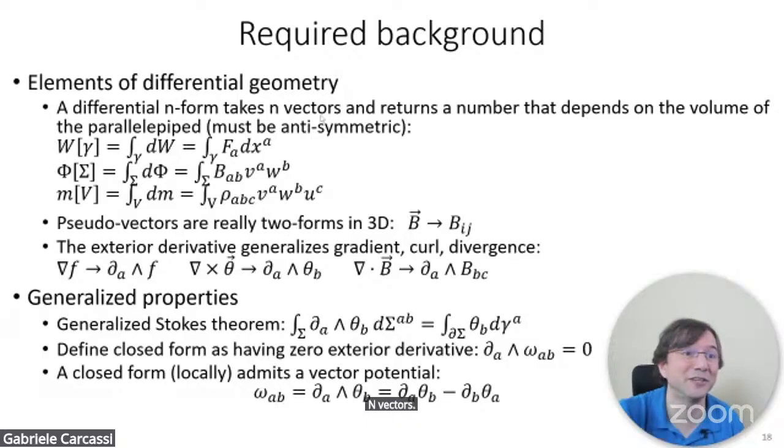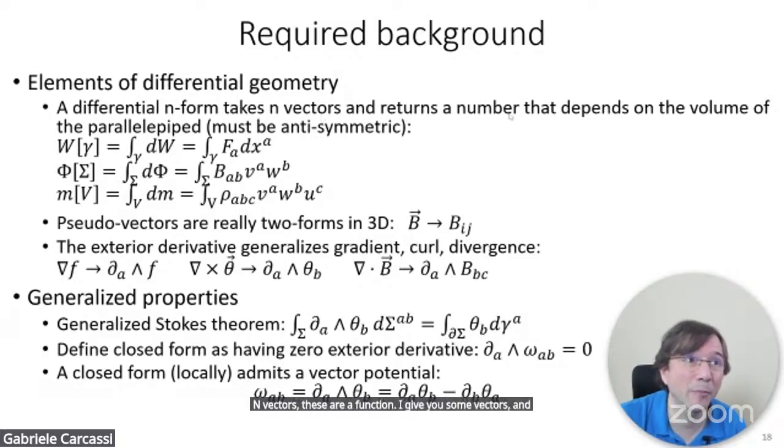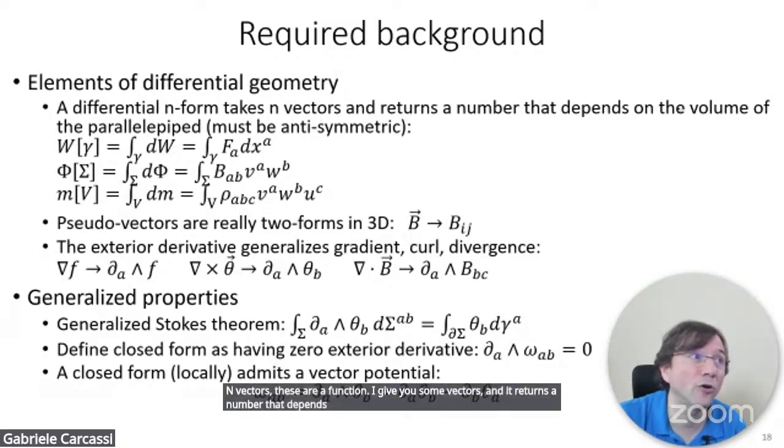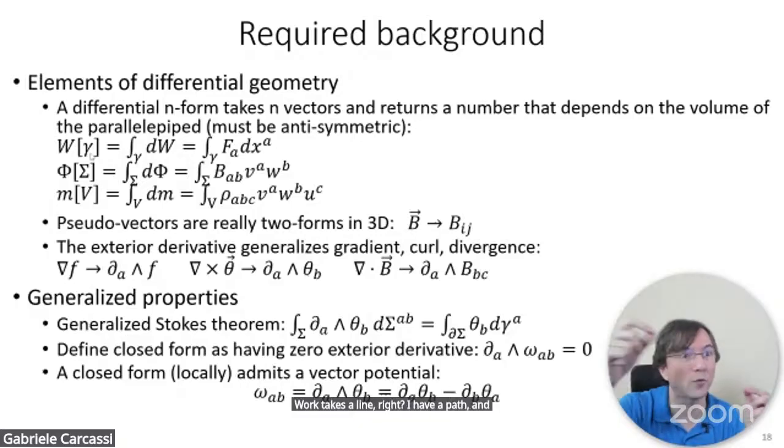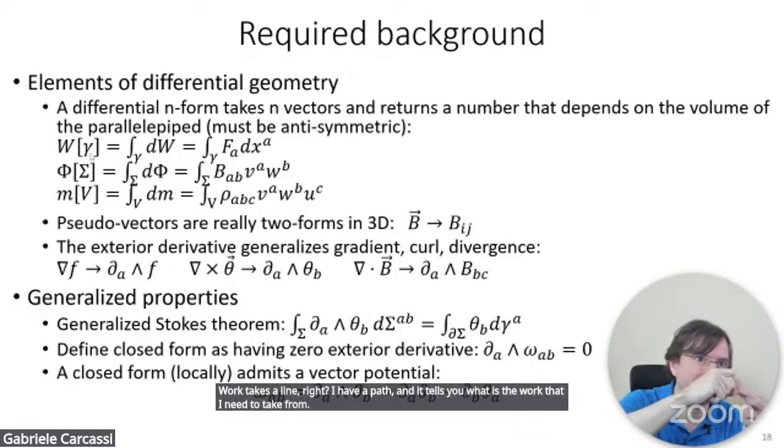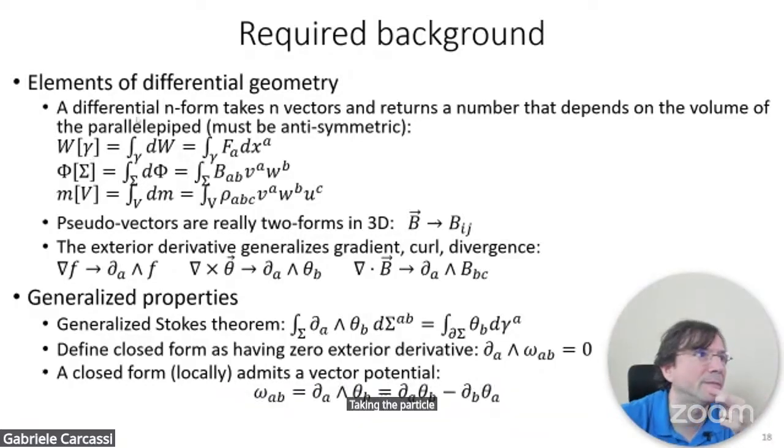It's a function. I give you some vectors, and it returns a number that depends on the volume that those vectors, or the parallelepiped that those vectors make, span. So, for example, you can imagine that I have work. Work takes a line, right? I have a path, and it tells you what is the work that I need to take from taking the particle from one side to the other.